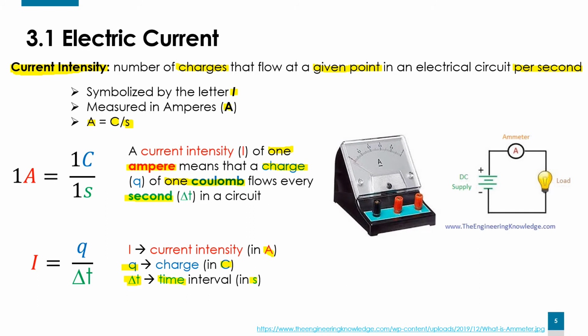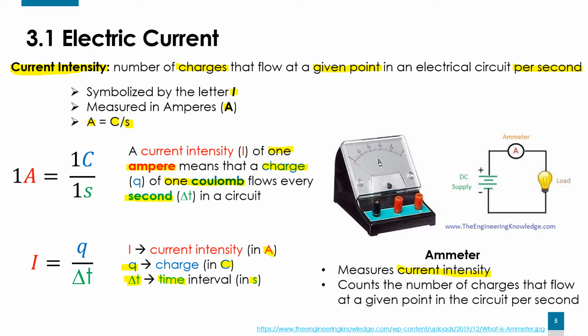And how do I measure it? I can use an instrument that we call an ammeter. This ammeter measures the current intensity that's passing through my circuit. So it counts the number of charges. It tells me how many charges I have per second. So in 1 second, it goes there and counts.